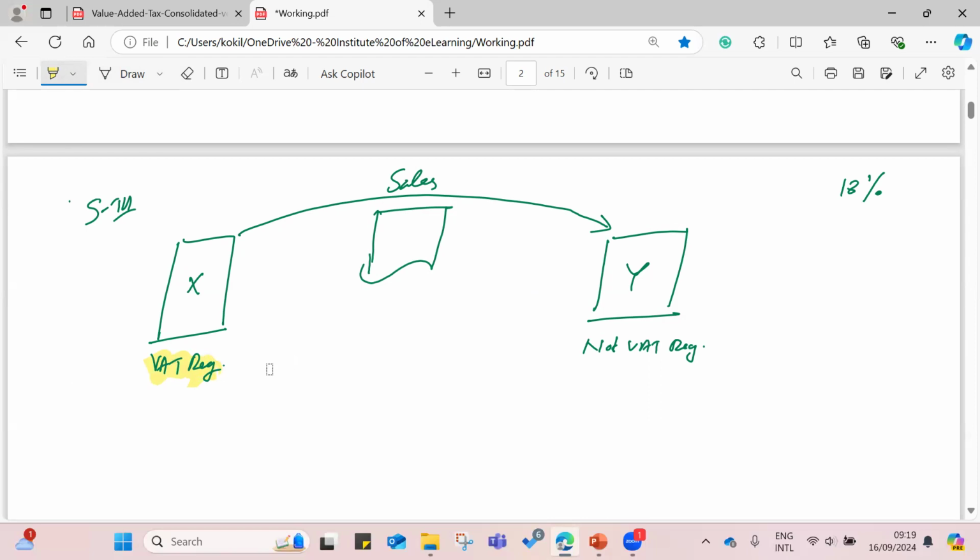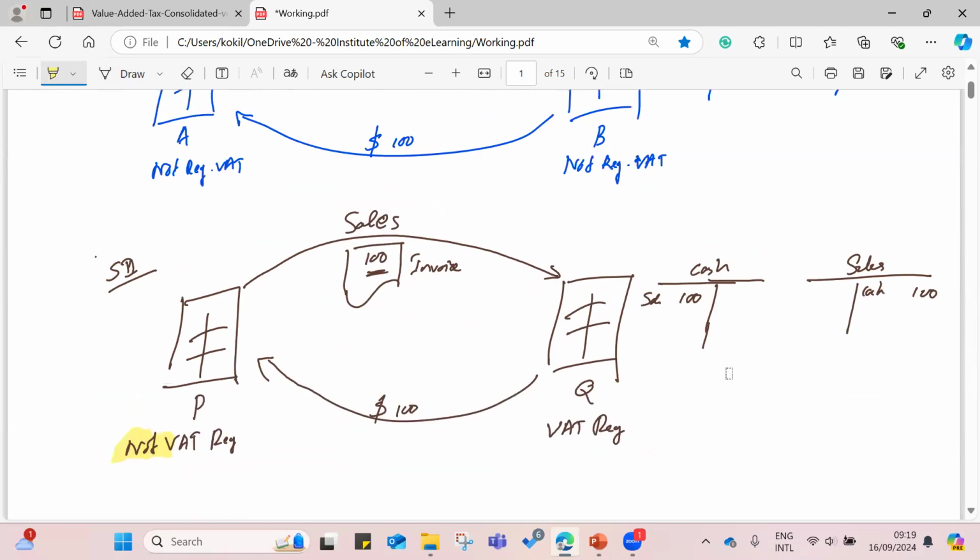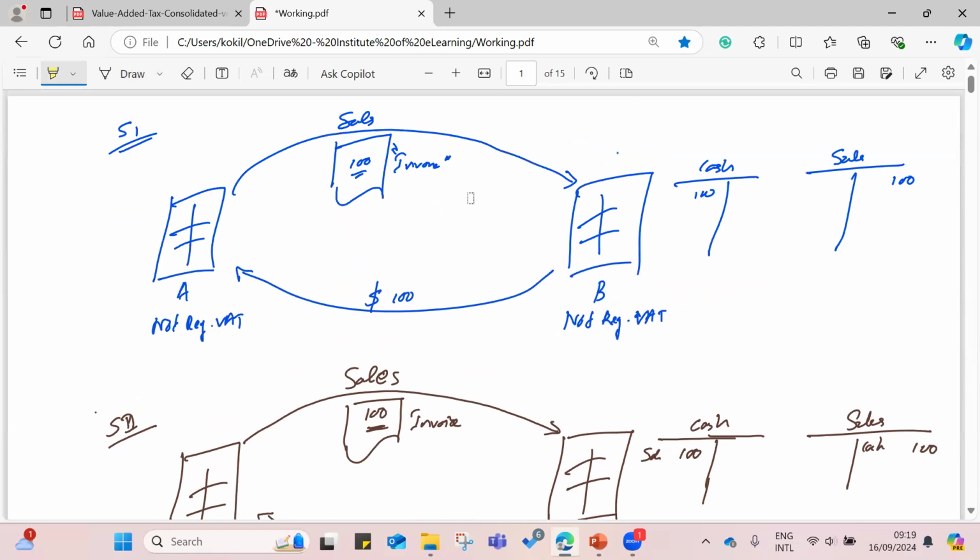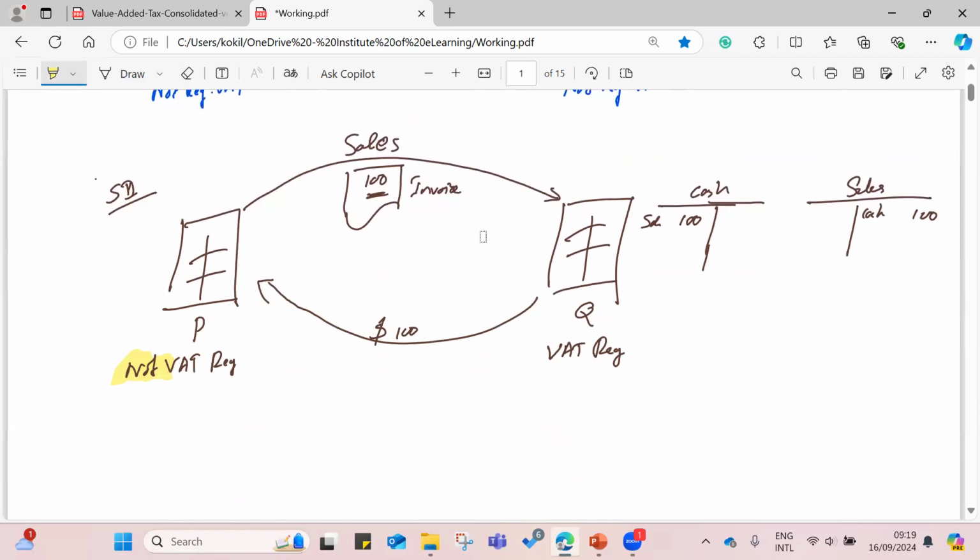I'm also going to talk about the double entries, just to clarify, for the company that makes sales. I'm just drawing the double entries for the companies that are making sales. So in this case, it is P's journal entry, P who makes sales, right?